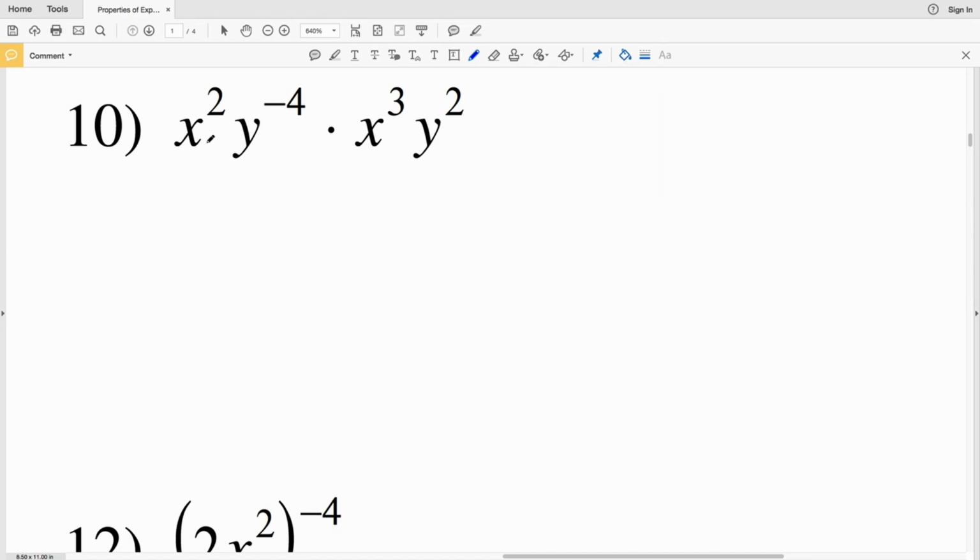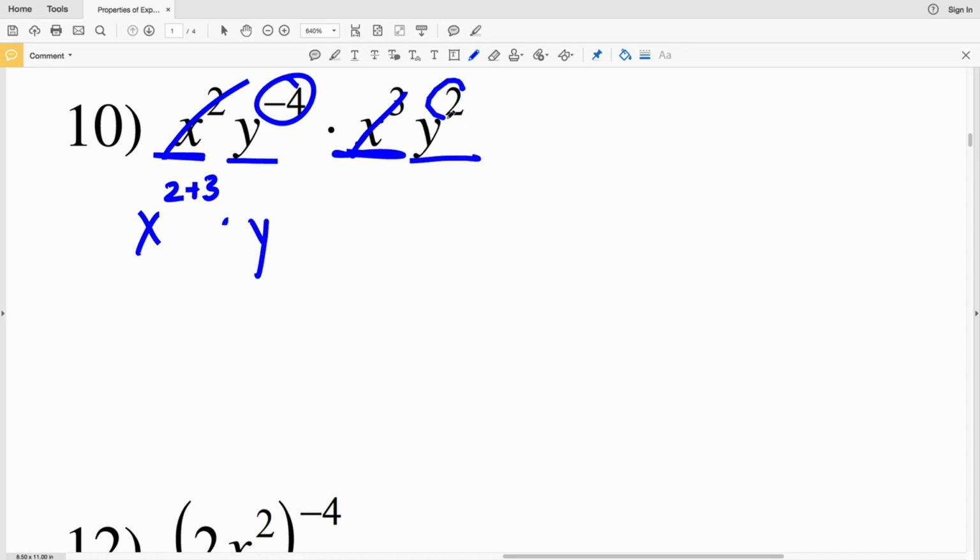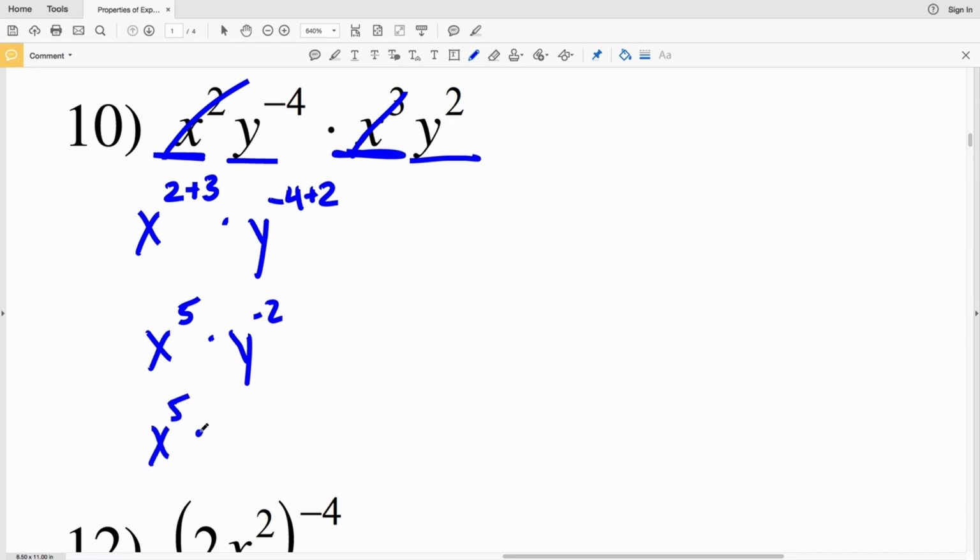In number 10, I'll rewrite this, starting with my bases of x, I'll have 2 plus 3. So x to the 2 plus 3, and I'm going to be multiplying that to my bases of y with the exponents negative 4 plus 2. So that's going to be equal to x to the 5th times y to the negative 2. Now remember, my answer needs to contain a positive exponent, so I need to rewrite y to the negative 2, so I'll have x to the 5th times 1 over y to the positive 2.